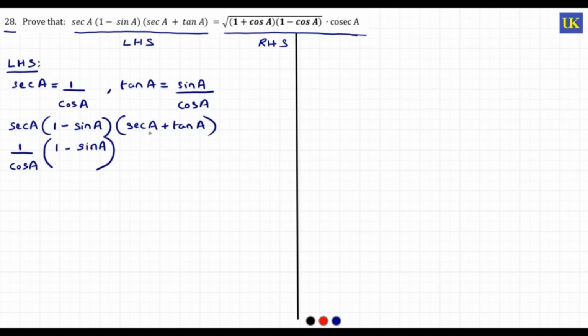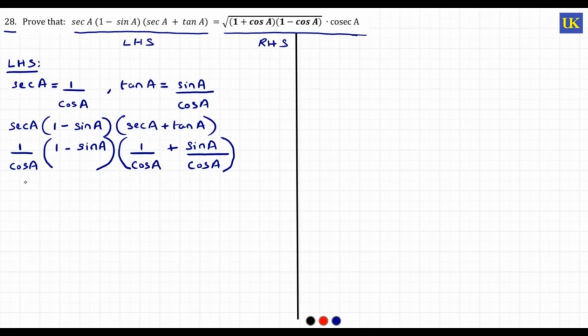Then here again for this sec A also, I will write 1 upon cos A plus, instead of tan A, I will write sin A upon cos A. So this sec A I have changed, this sec A I have changed, and this tan A I have changed as per the above formulas.